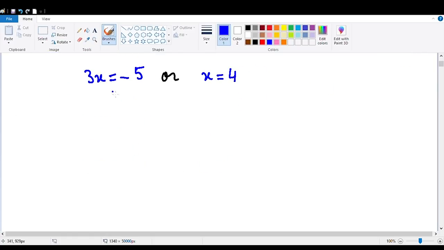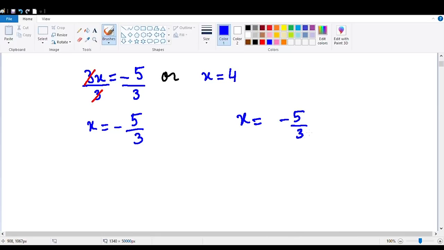And over here, you can say we can divide by 3 on both sides, or if you understand better, we can just say we take 3 to the other side. Simple. So over here 3 and 3 will cross out, and we'll get x equals minus 5 over 3. So that's the value of x, and again we got two values because it's a quadratic equation. So x equals minus 5 over 3 or 4. So that's our solution set.